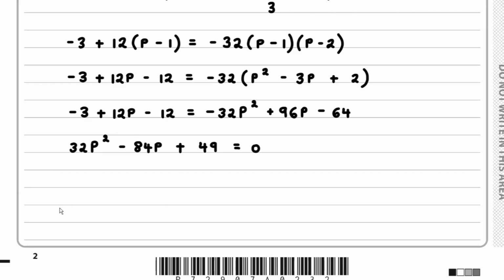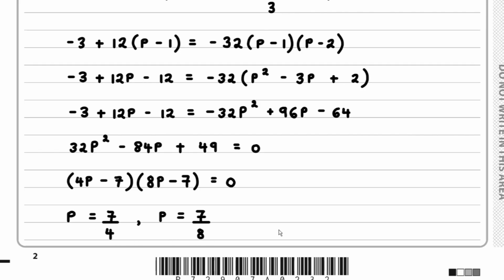If we factorize, we have (4p − 7)(8p − 7) equals 0, and therefore p equals 7 over 4, p equals 7 over 8.